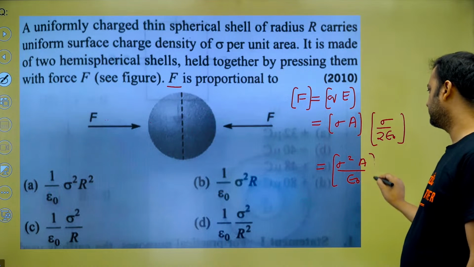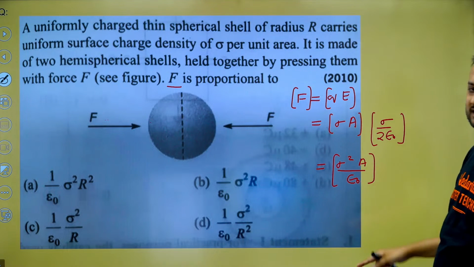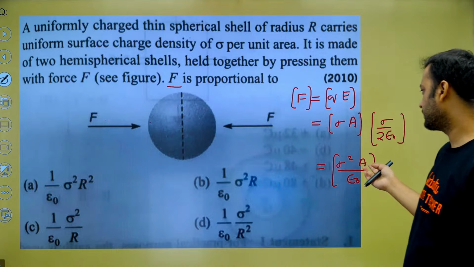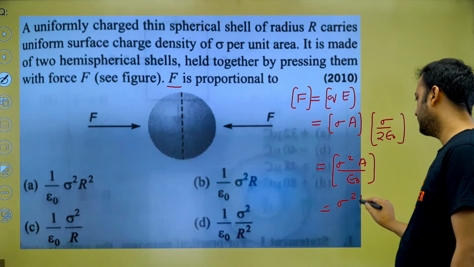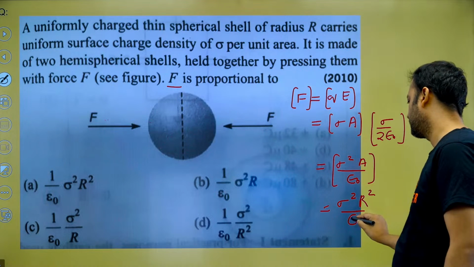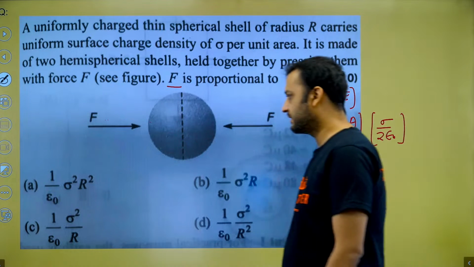Dimensionally, this will be the same thing. Area has a dimension of r square. So you can see sigma square into r square upon epsilon naught. Very easily we have reached our answer, option A.